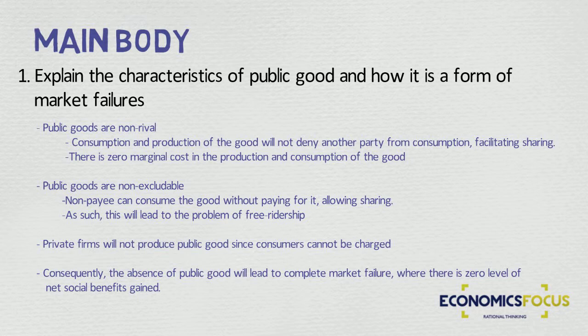For the next characteristic, public goods are non-excludable, and this actually implies that the non-payee can consume the good without paying for it. As such, the combination of non-rivalry and non-excludability will result in the problem of free ridership. Consequently, private firms will not produce public goods since consumers cannot be charged. And therefore, the absence of public goods will lead to complete market failure, where there is actually zero level of net social benefits that are derived and gained.